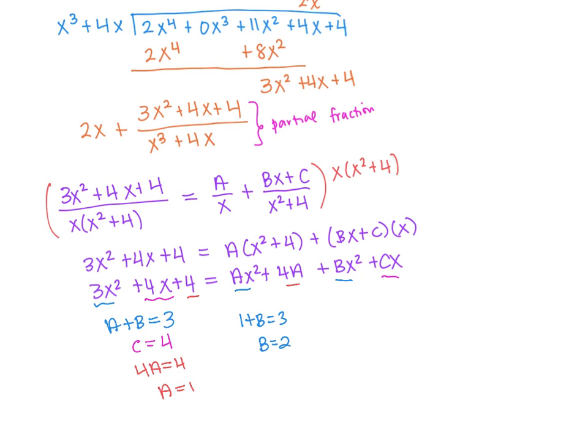Okay, now the only thing to be careful of when I write my final answer, remember this is a mixed number, so I have to keep the 2x from the original division problem plus, and then I have a over x plus bx plus c over x squared plus 4. And then this is the complete decomposition of the original fraction.